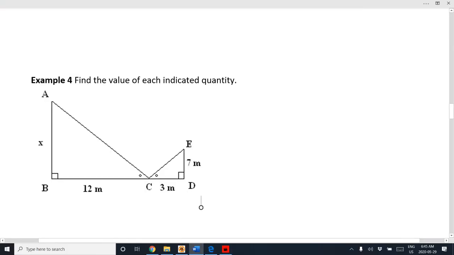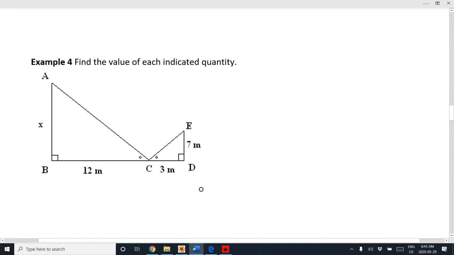Example 4. Find the value of each indicated quantity. So we're missing this side here. We know that this here is going to be the same here, and vertex C for both of these. So this angle here is going to be the same as this angle here. I'll just use the double angle to indicate that one. And then we have 90 degrees in the corner. So we're missing x. We don't know what x is, and we want to find it.